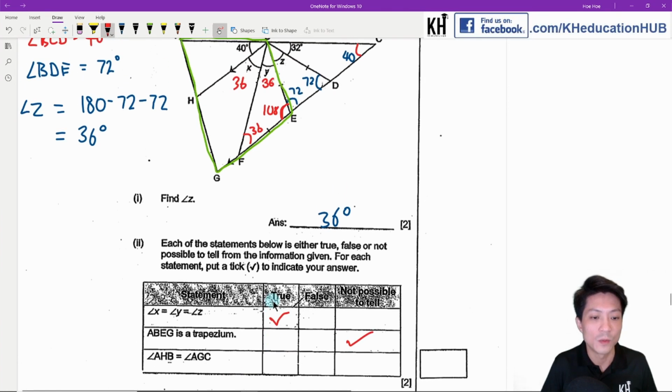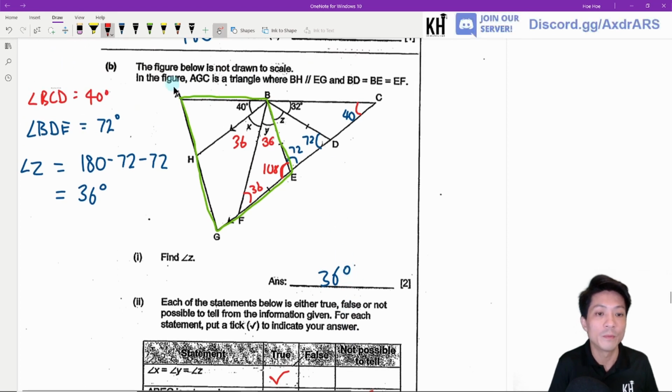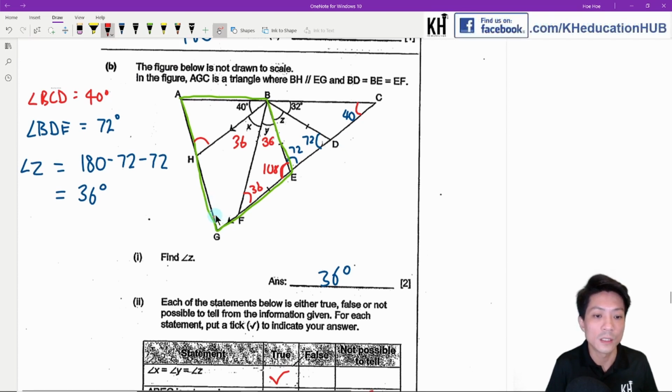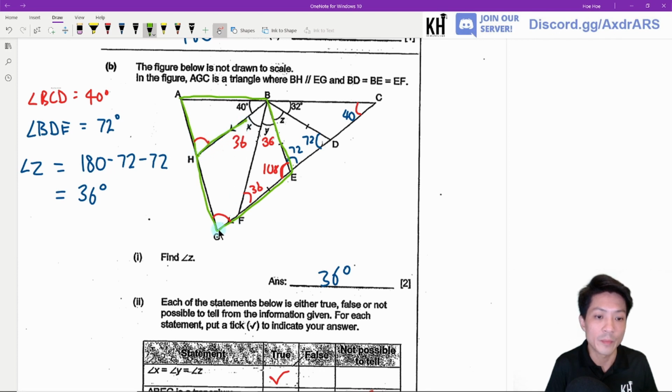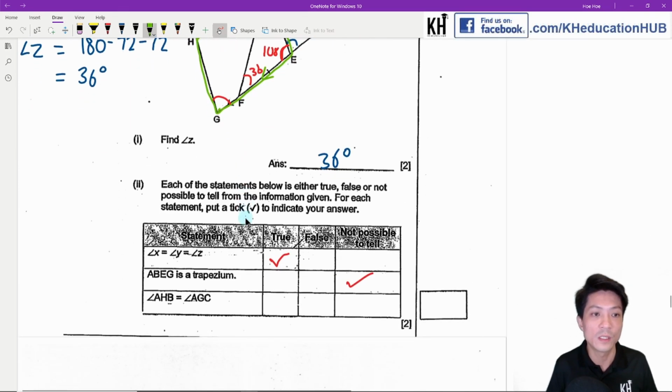The last part is to find if AHB is equal to AGC. AHB is here, AGC is here. These two angles are the same because of corresponding angles. These two lines are parallel to each other, right? So this angle is equal to this angle. That means this is true.